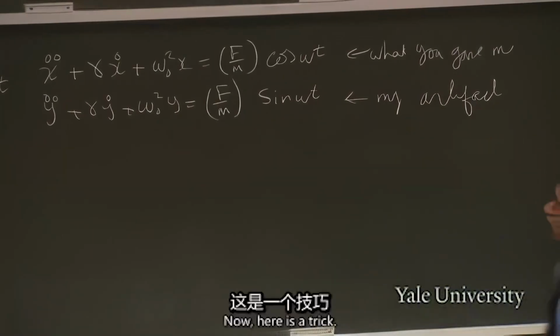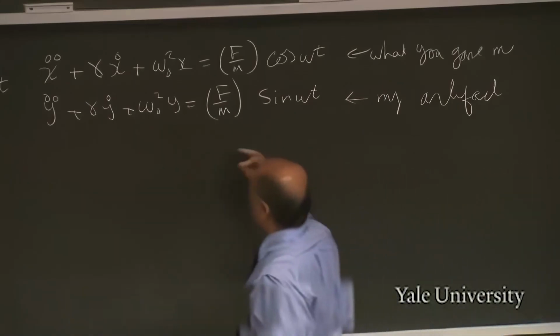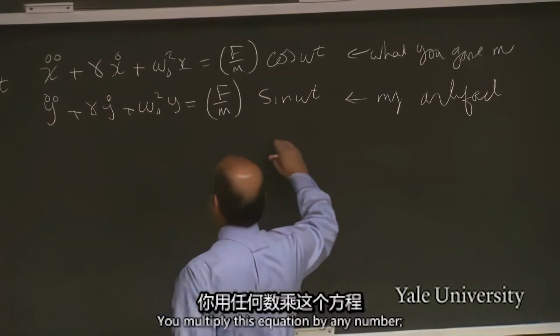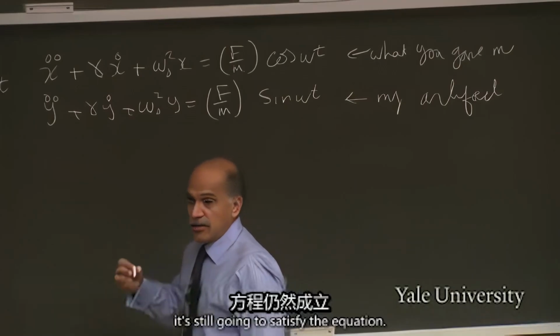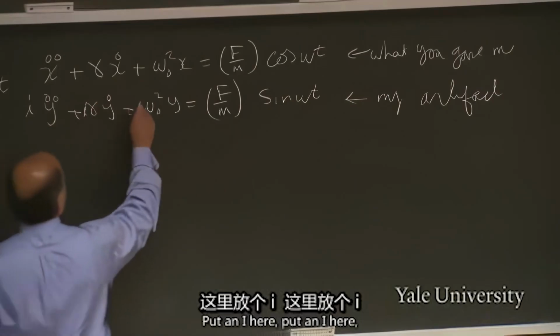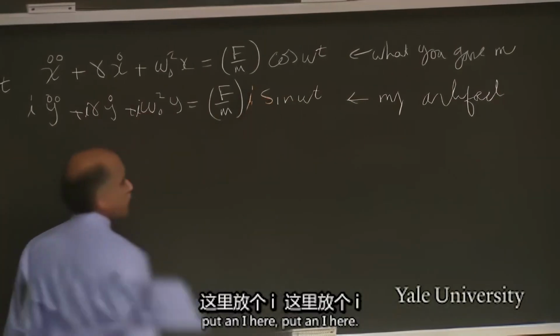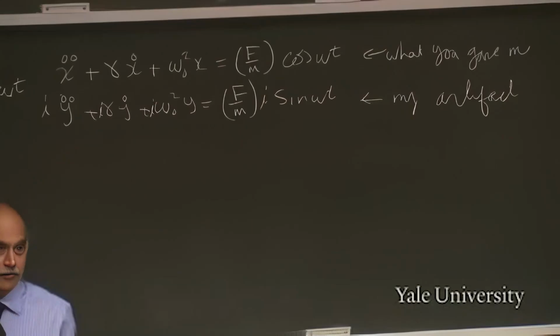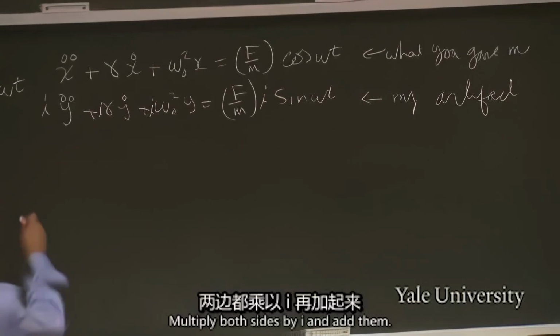Now here is the trick. You multiply this equation by any number, it's still going to satisfy the equation. Let me multiply by i. Put an i here, put an i here, put an i here, put an i here. Multiply both sides by i and add them.